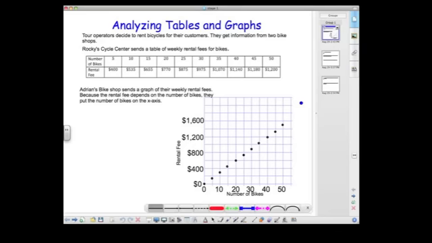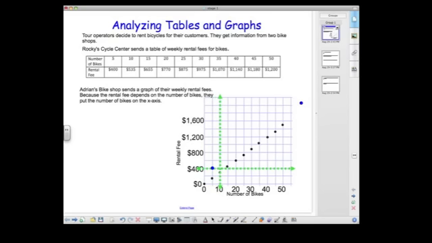So there are two different sets of data here. And what I'm going to do is combine that data so that I can look at it in one medium and view all that information. So I insert my guidelines, and I'm going to look for my first coordinate point with the Rocky's Cycle Center data, and that has a number of bikes of 5 and a rental fee of $400.